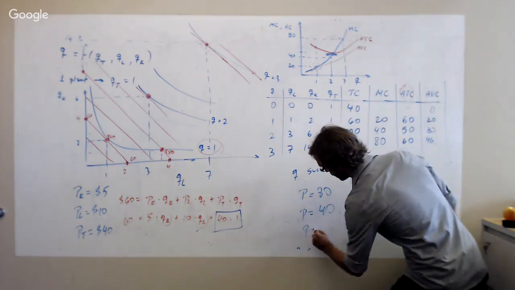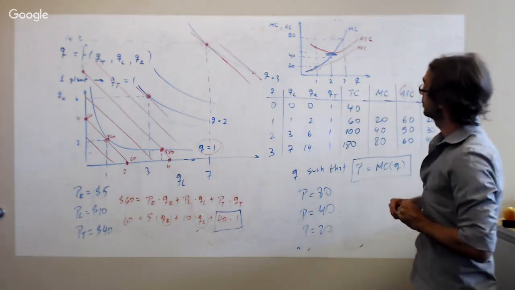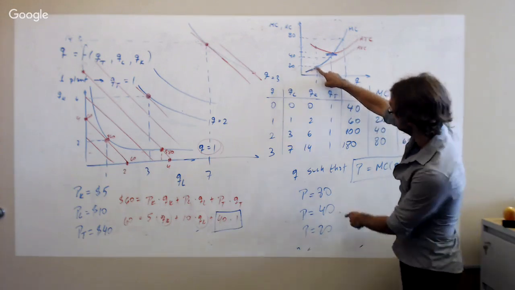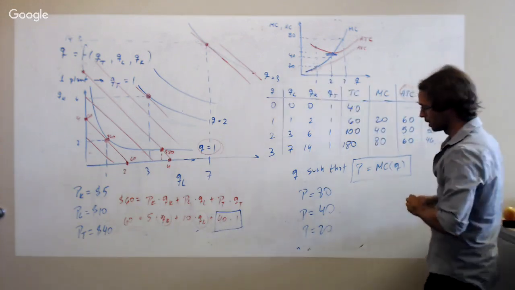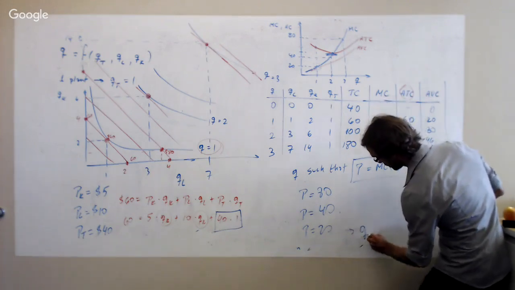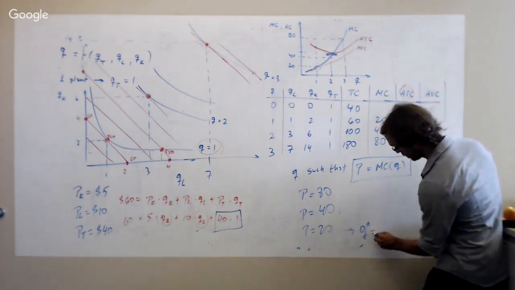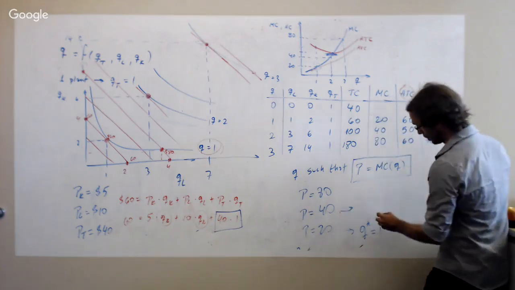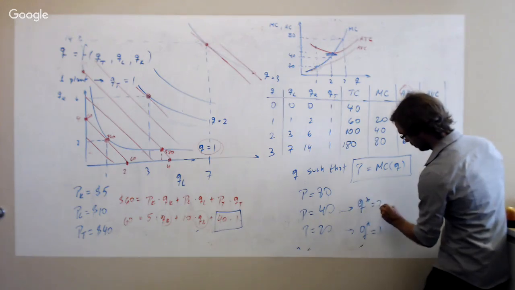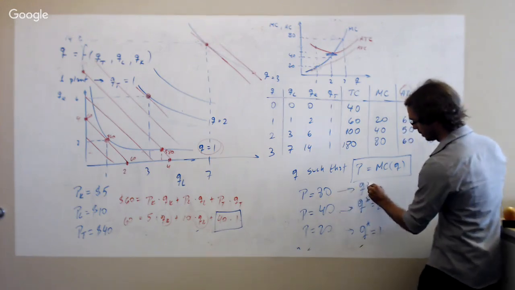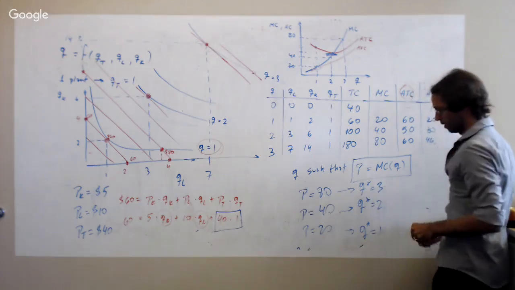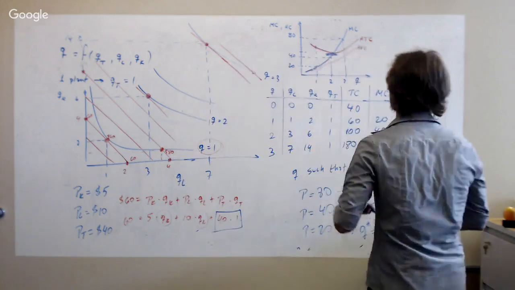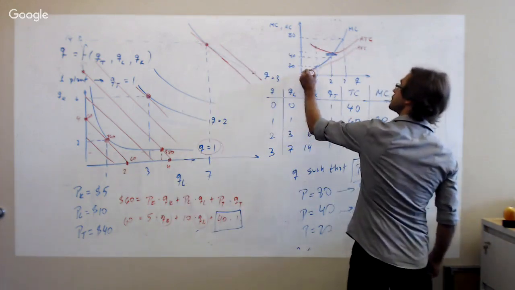What if it's 20? And you can answer that question by looking at fixing the price at 20 and seeing that price equals marginal cost if the firm produces 1. So at 20, the optimal amount produced is 1. At 40, the optimal amount produced is 2. And at 80, the optimal amount produced is 3. And so the marginal cost curve turns into the supply curve. This is the firm's supply curve.